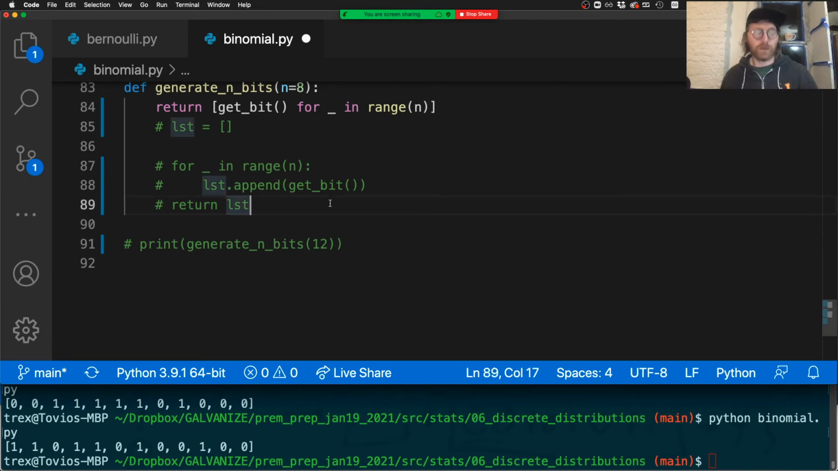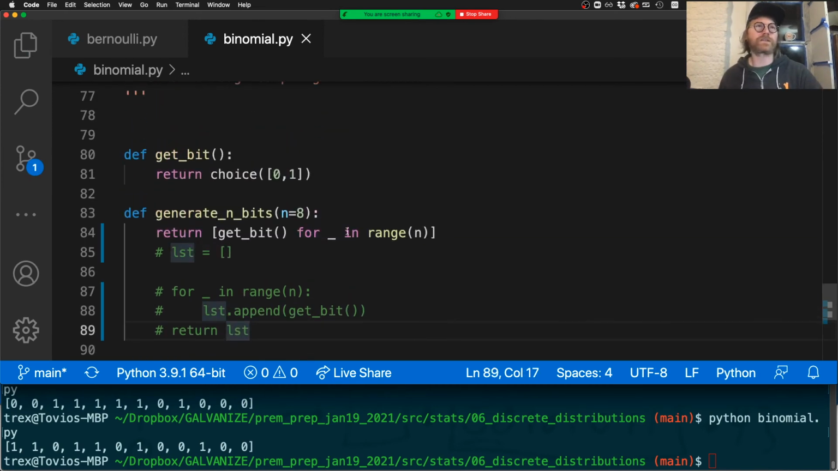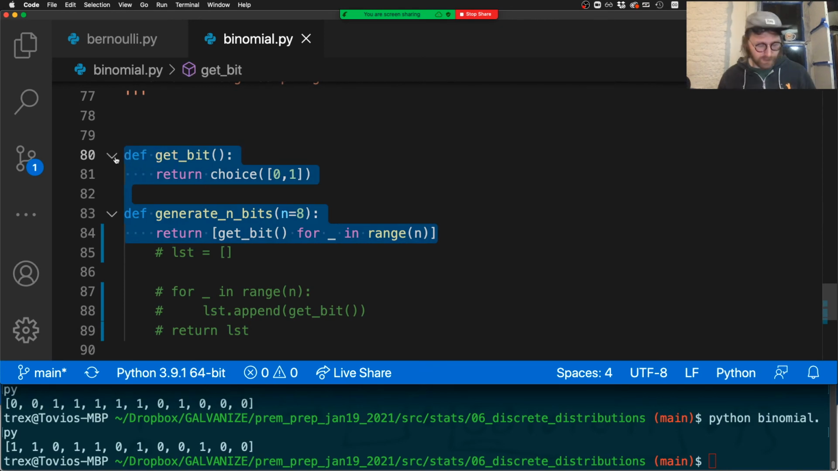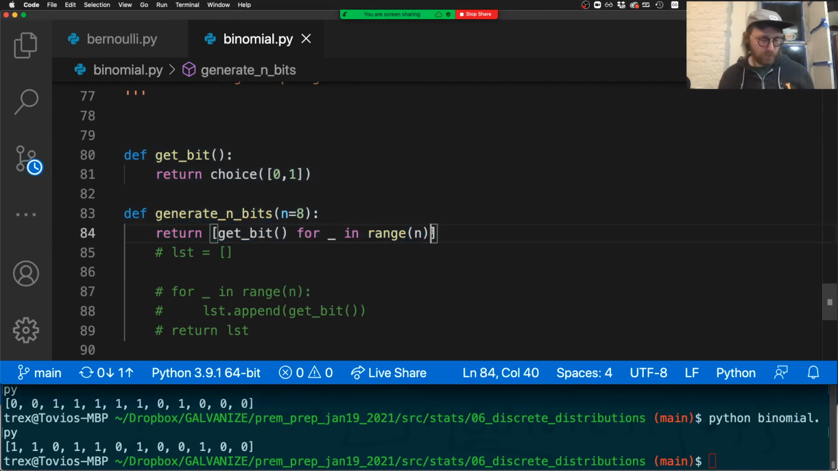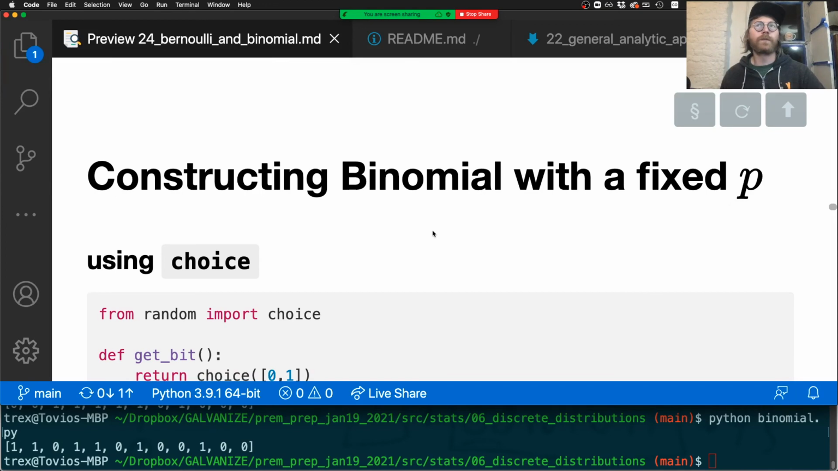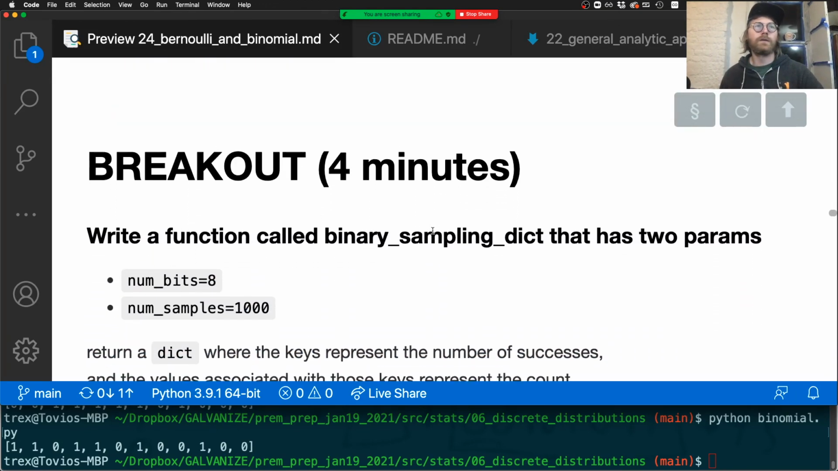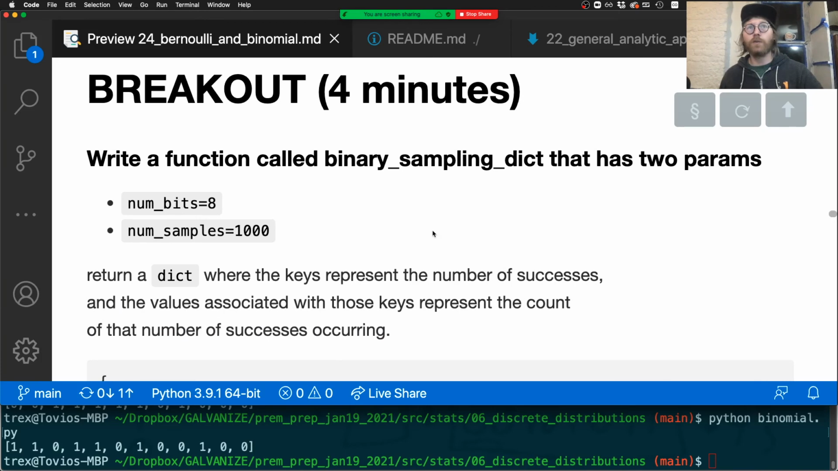The next thing you're going to do, and in fact, you're going to need this. So why don't I go ahead and paste this into the Slack. What you're going to do is write a function called binary sampling dictionary. And this is going to take two parameters, the number of bits and a number of samples. And you're going to call out to that generate n bits num samples times.